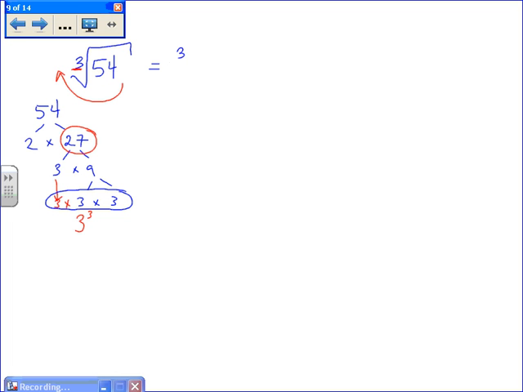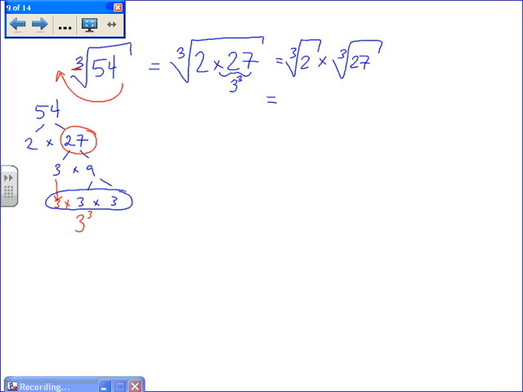So let's rewrite this as the cube root of 2 times 27. Again, I recognize that 27 is the same as 3 cubed. I could also write that as the cube root of 2 times the cube root of 27. And so I get 3 for the cube root of 27, and I'm still left with the cube root of 2, which can't be simplified anymore, but times 3 because the cube root of 27 is 3.